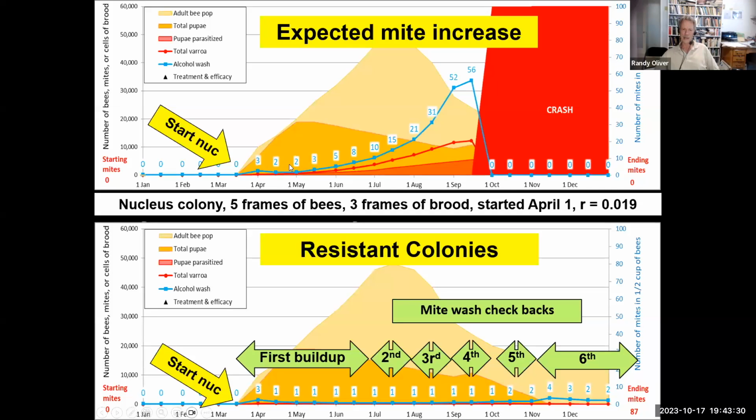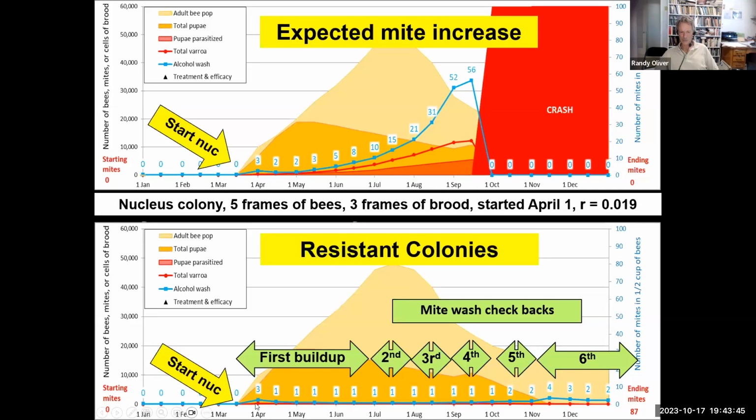Now, typically in our operation, we start nukes about this time of year, mid-March to April. And typical mite counts would grow like this. Typically by mid-August to September, they'd be up around a count of 50, and those colonies would be walking dead. They would soon collapse. That would be untreated colonies in our California operation started this way. This would be very normal.